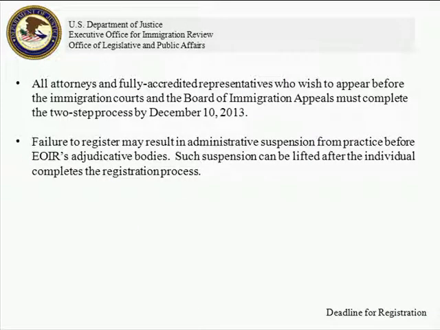Again, all attorneys and fully accredited reps who wish to appear before the immigration courts and the Board of Immigration Appeals must complete the two-step process. That includes the online portion and the photo identity verification by December 10th of this year. Failure to do so may result in administrative suspension from practice before EOIR's adjudicative bodies. Such suspension can be lifted after the individual completes the registration process.